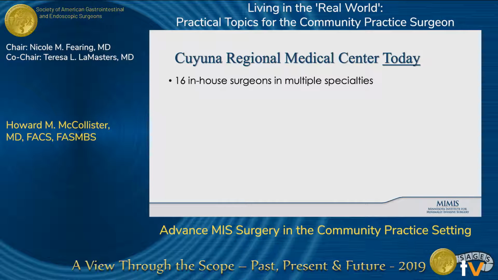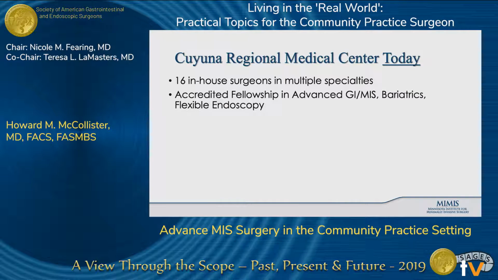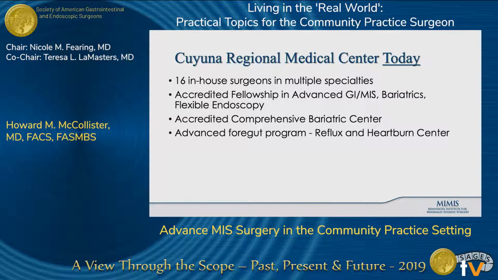So today, we have grown from that little one OR hospital to a hospital. We have 7 operating rooms with 2 more in the planning stage. We have 16 in-house surgeons in multiple specialties. We have an accredited fellowship in advanced GI, MIS, bariatrics, and flexible endoscopy. We're the only fellowship, part of the Fellowship Council, that's accredited in all 3 of those areas. We have an accredited bariatric center and an advanced foregut program and reflux and heartburn center that's been very successful for that little hospital.